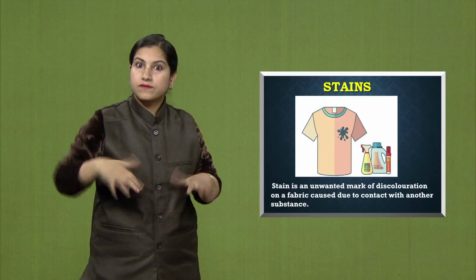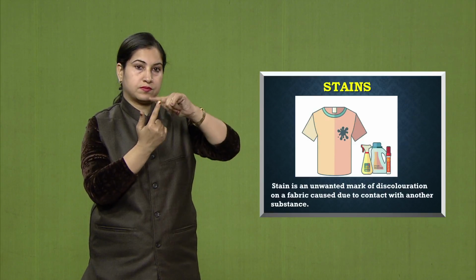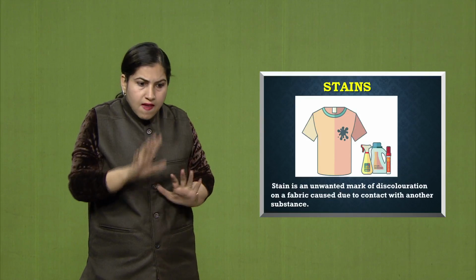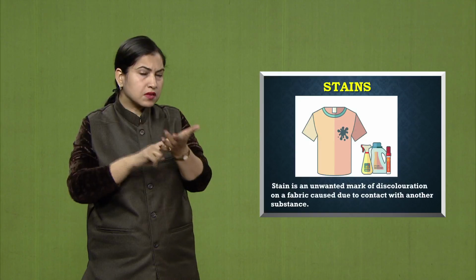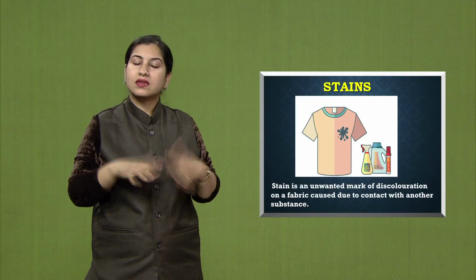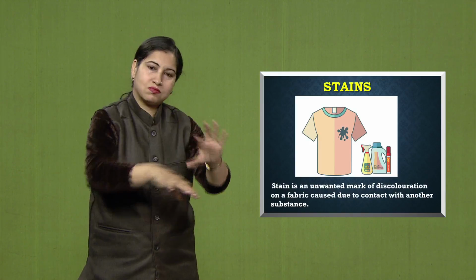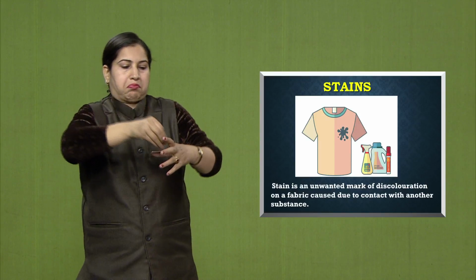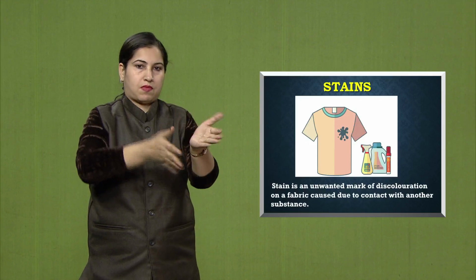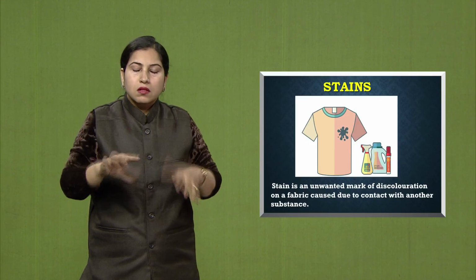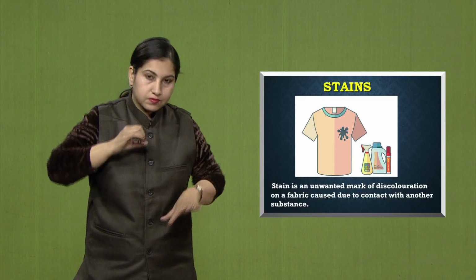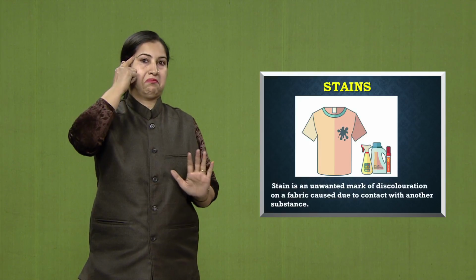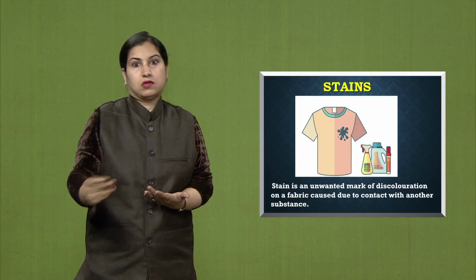First, we will talk about stain. You have seen stain on your clothes, but do you know what a stain is? A stain is an unwanted mark of discoloration on a fabric caused due to contact with another substance. If you have ever accidentally spilled tea on your clothes and washed it off immediately, you must have realized that the stain gets removed quickly.